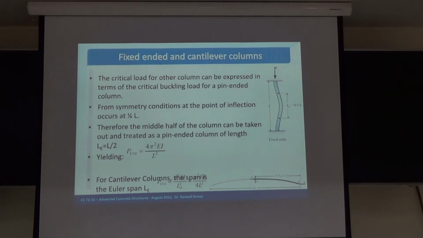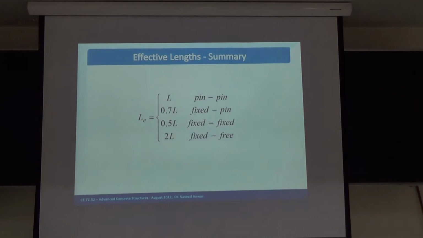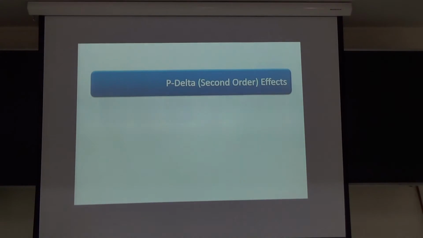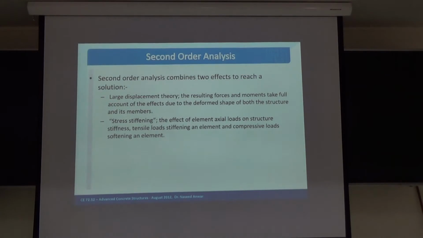This is something to do with buckling and yielding. So effective length, summary, L, I have already shown you. Then comes P delta, which I explained to you, and second order analysis. P delta is normally called second order analysis.